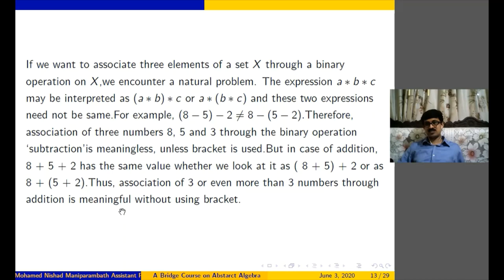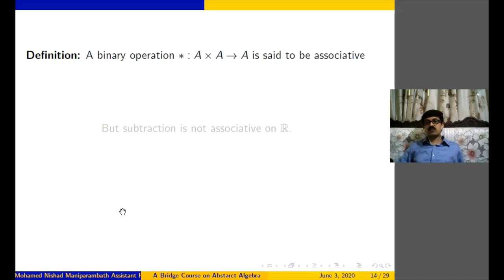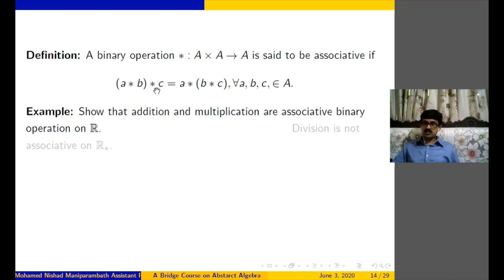Definition. These things lead to a new definition, that is, associativity of a binary operation. A binary operation star from A cross A to A is said to be associative if (a star b) star c is equal to a star (b star c) for every a, b, c belonging to A.